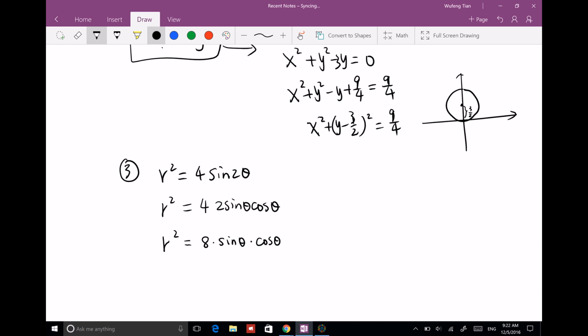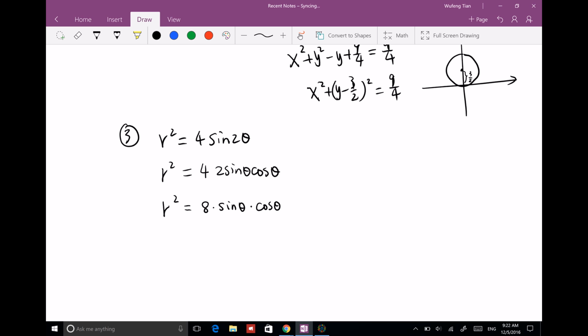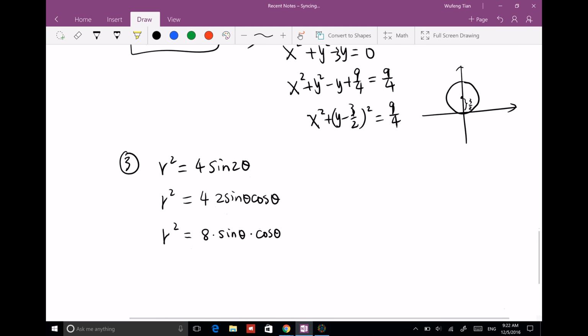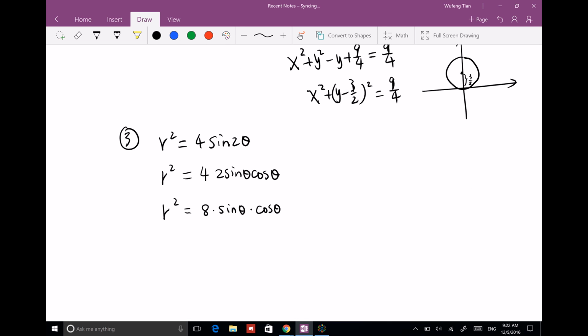So my question here is, can anyone tell me what you think I need to do next, based on my previous example? I think we can divide both sides by cosine theta. We divide both, okay. So if I divide by cosine theta, you get r sine theta, like this. Then I multiply both sides by r, like that.